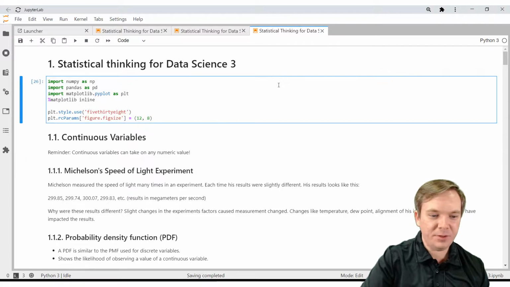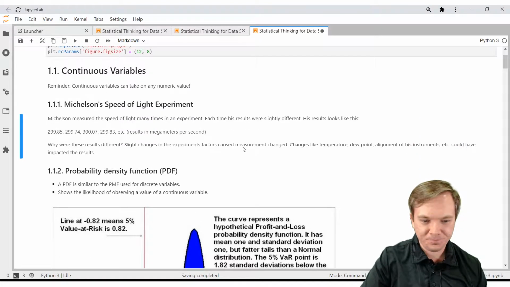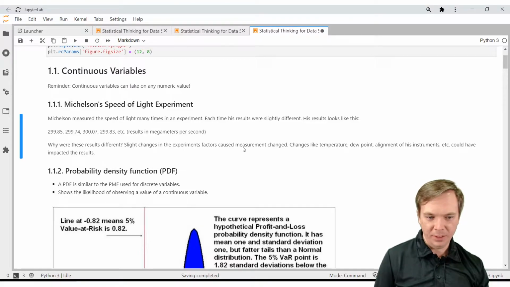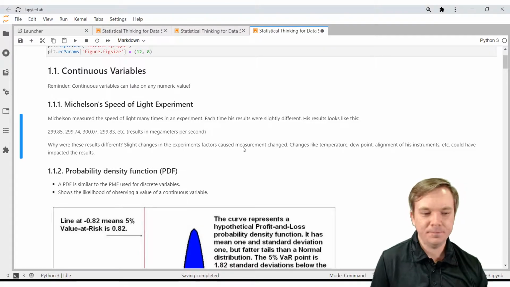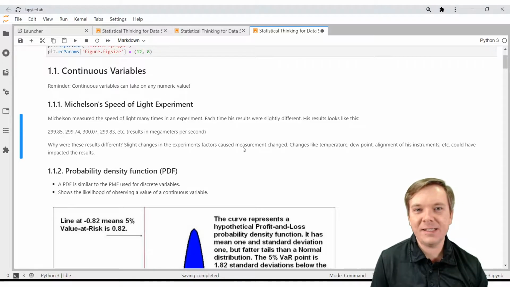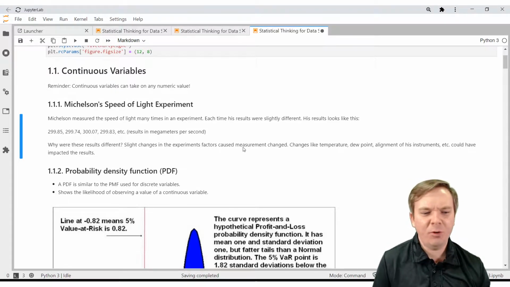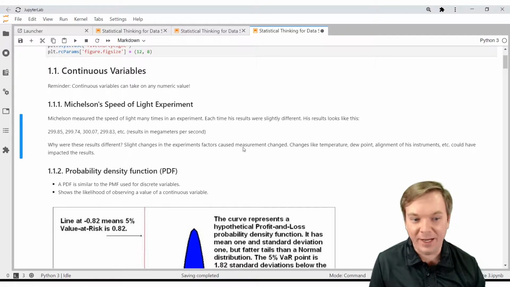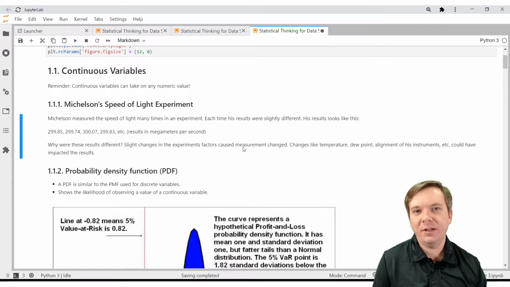The way that we're going to do this, and actually let's use this example here of the speed of light experiment, okay? So Michelson, this guy, he was a scientist, and he wanted to figure out, well, what is the speed of light? In physics, they say, oh, the speed of light is this, right? Well, he said, I actually don't think that these are necessarily accurate, right? Just because you measured it once doesn't mean that that's right. So he did many different experiments, and he got different results.